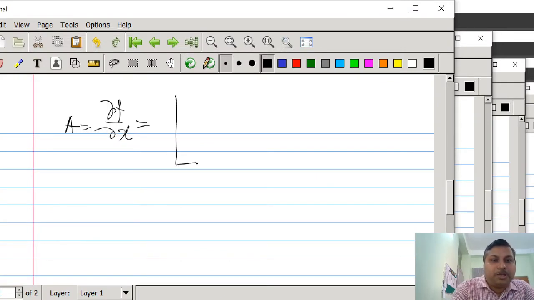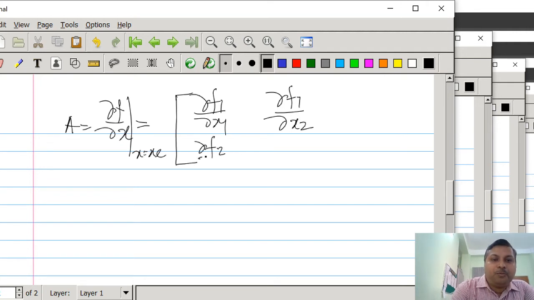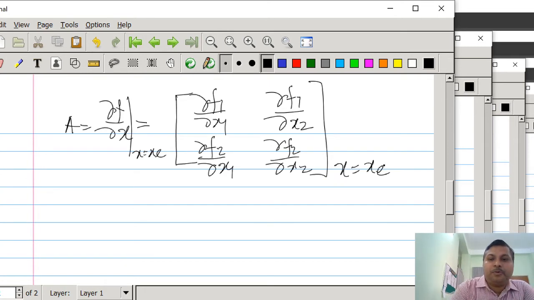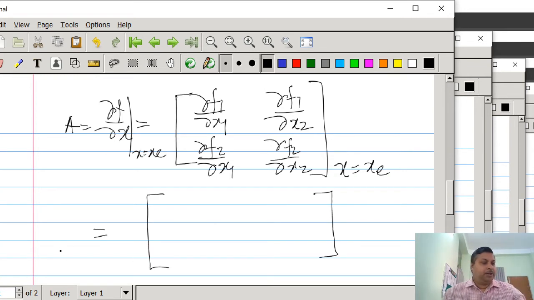Now the Jacobian will be, and you have to calculate it at x equal to xe: del f1 by del x1, then del f1 by del x2, del f2 by del x1, and del f2 by del x2. So this is the way you have to calculate the Jacobian at x equal to xe. So let us calculate this Jacobian. If you calculate the Jacobian, you will get the expression like this.